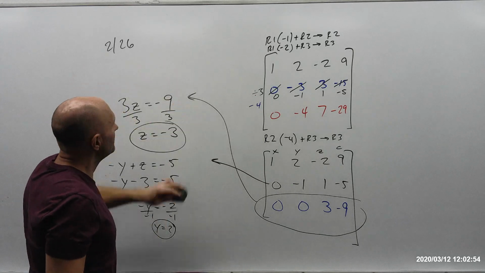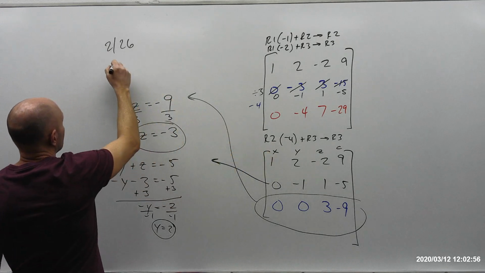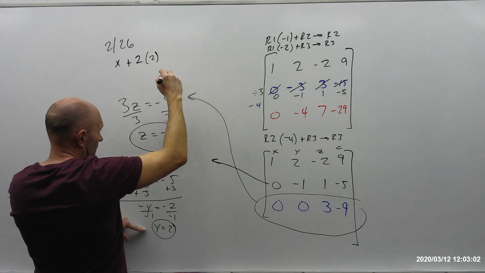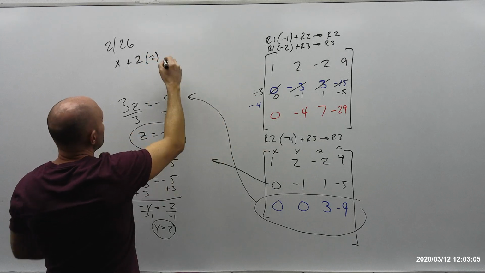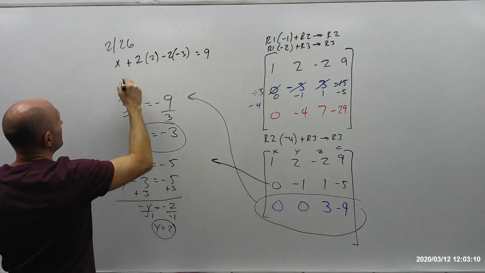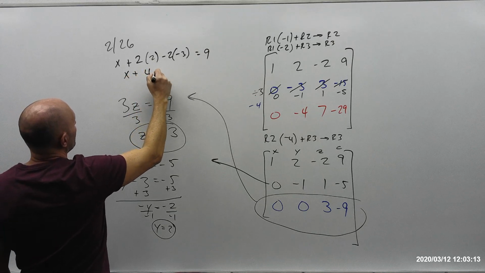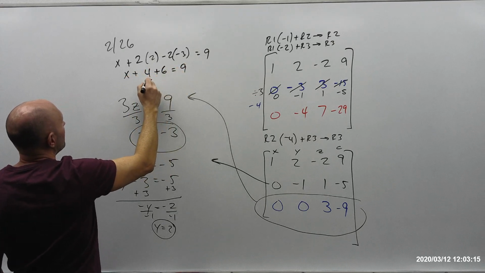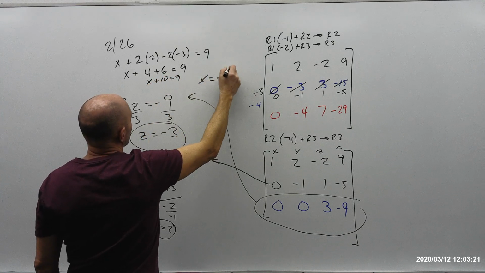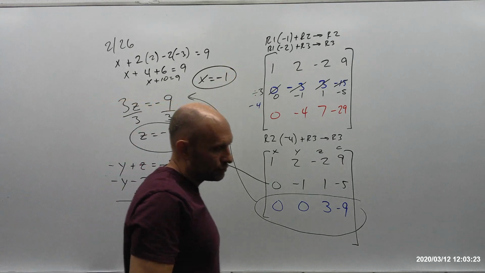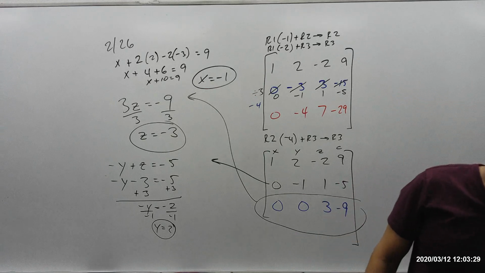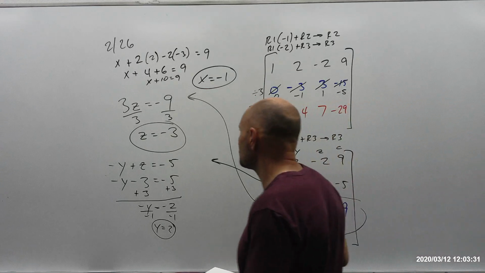And then last but not least, the first row: x plus 2y, well, y is equal to 2, minus 2z, so minus 2 times negative 3 is equal to positive 9. So x plus 4 plus 6 is 9, x plus 10 is 9, so x is equal to negative 1. So your answer should be x is negative 1, y is positive 2, z is negative 3. So that's question number 1.